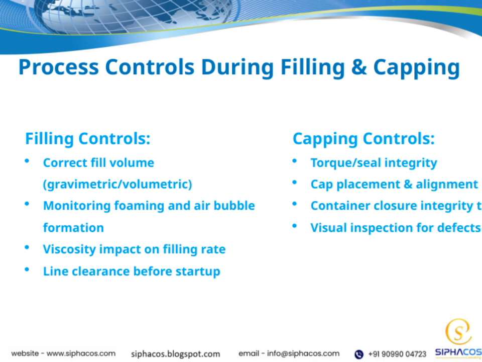Finally, visual inspection remains a key step. It allows us to catch any defects like misaligned caps, cracks, or other visible issues that could compromise quality. All these controls work together to ensure our filling and capping processes are consistent, safe, and compliant with quality standards, reinforcing the overall theme of maintaining excellence throughout production.